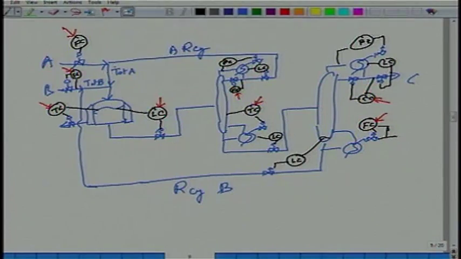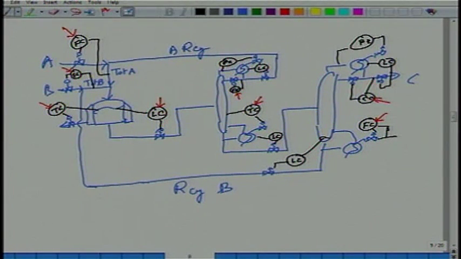Can I help it? Yes. Instead of controlling the recycle flow rate, I control the total flow rate. This loop will be fast. I change the fresh A flow rate, total A flow rate immediately changes. Yes or no? I can do the same thing this way with the B. Any one of these two set points can be used as a throughput manipulator.